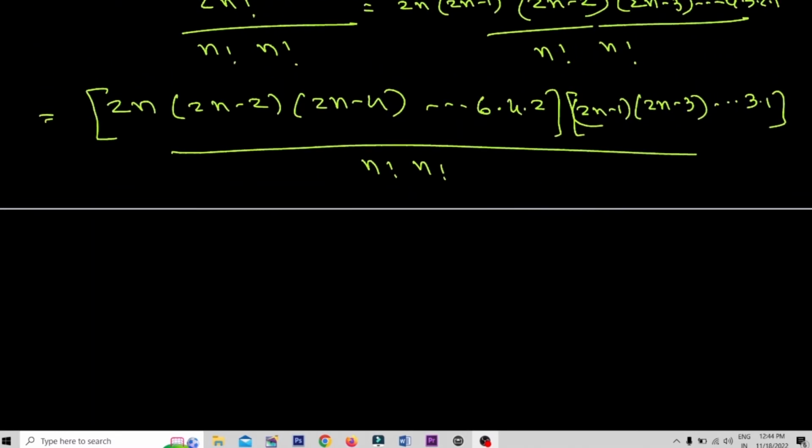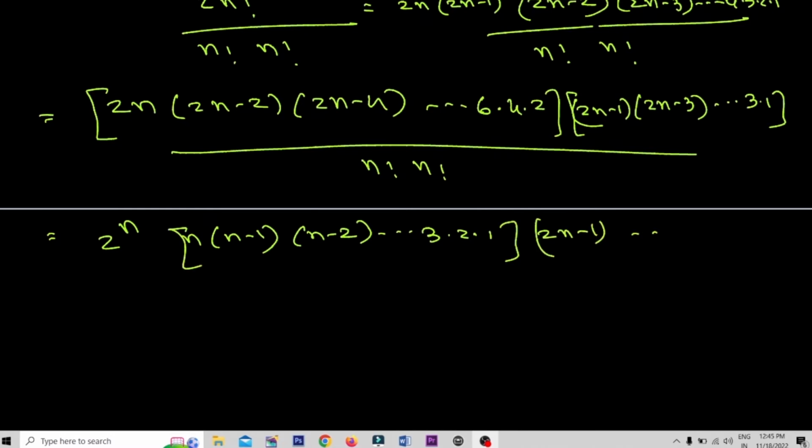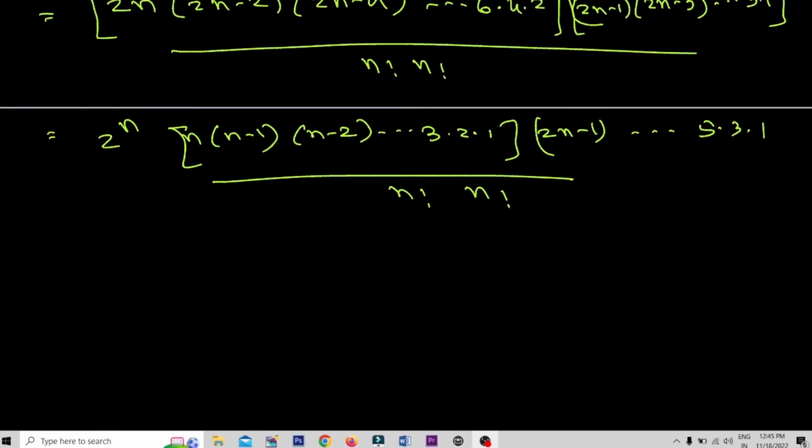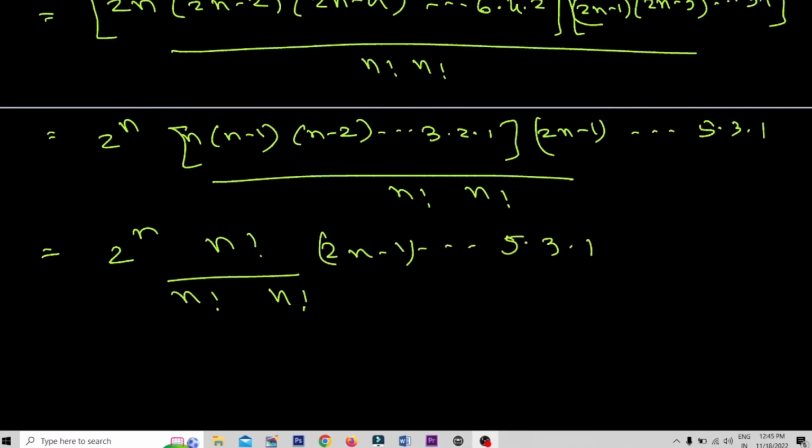In the n even products, if we take 2 common from each, we are getting 2 to the power n, and we are getting n into n minus 1 into n minus 2, continuation 3 into 2 into 1. In the odd numbers nothing can be done, so let us keep the odd numbers as they are, 2n minus 1 ... 5 into 3 into 1. Denominator is n factorial, n factorial, so we can write this as 2 to the power n into n factorial. The numerator product is n factorial, so n factorial cancels, leaving 2n minus 1 ... 5 into 3 into 1. Hence the proof, and the sum is proved.